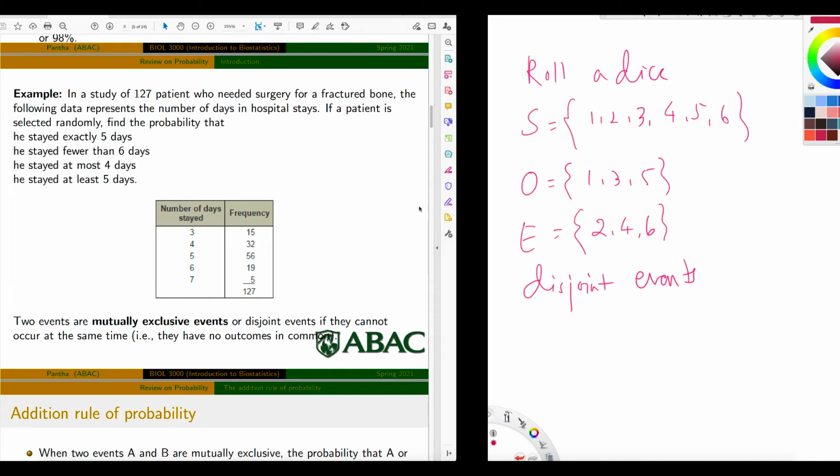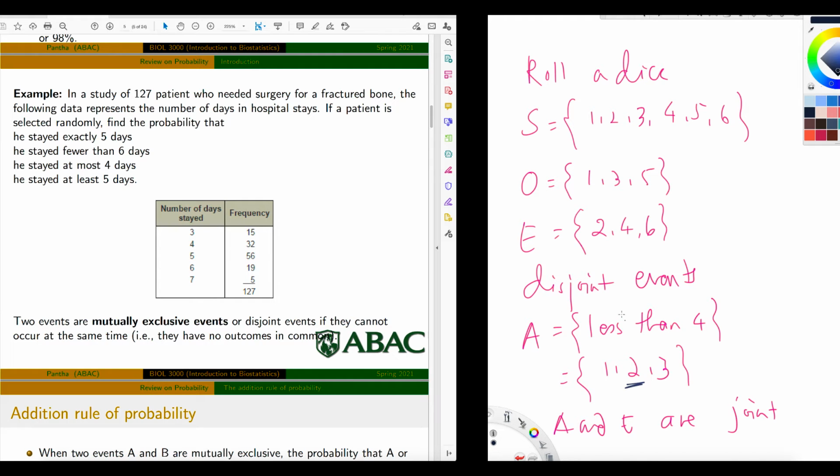For example, let us say that A is less than 4. So what are those outcomes less than 4 from the sample space? That will be 1, 2, 3, right? So A and E are joint events, because they have 2 in common, right? You see that? A has 2 here, E also has 2 here. So they have a common outcome. So it is a joint event.